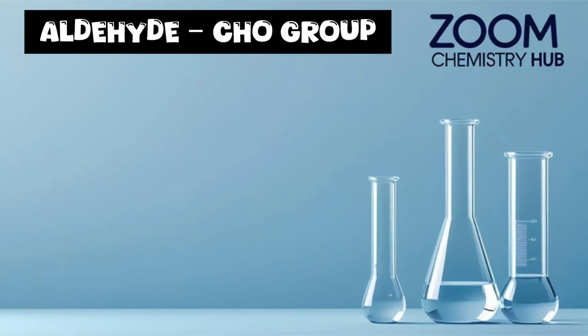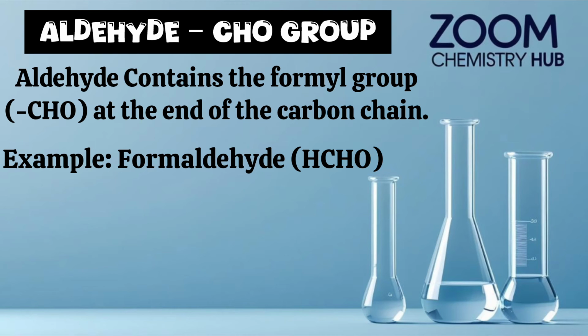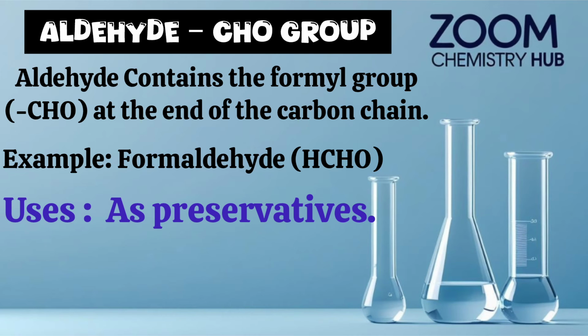Next is the aldehyde. Aldehyde having CHO group at the end of the chain in organic compound. It contains formyl group, that is CHO, at the end of the carbon chain. Examples of aldehyde is the formaldehyde, that is HCHO, and it is used as a preservatives.